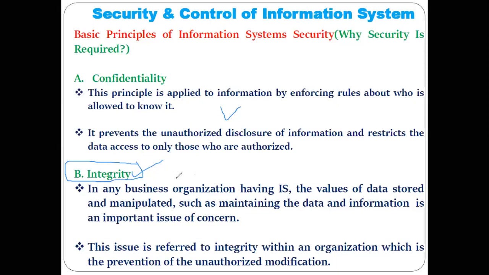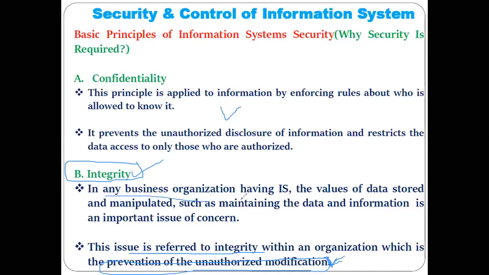Understood. So can we allow anybody to do the modification in the data and the information of the information system? No, sir. If we allow anybody, then anybody can make any changes they want. Then will we get the correct result from the information system? No, we will definitely not get the correct result. So the integrity principle refers to what? It refers to the prevention of unauthorized modification. Integrity principle ensures prevention of unauthorized modification. If there is a need to make changes in the data and the information of the information system, who can do it? Those having the authorized permission. Got the point? Yes, sir.